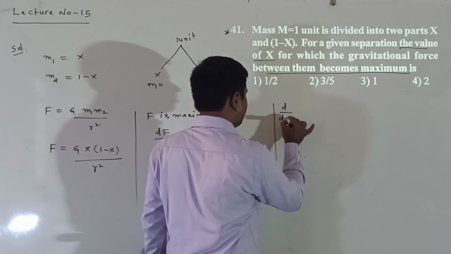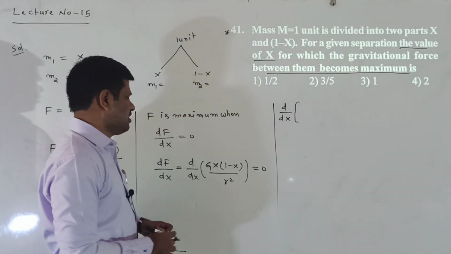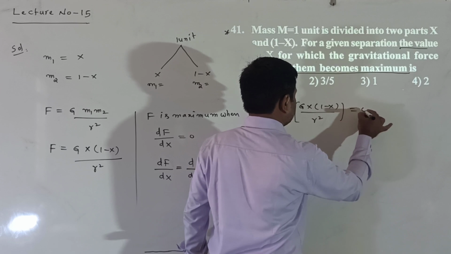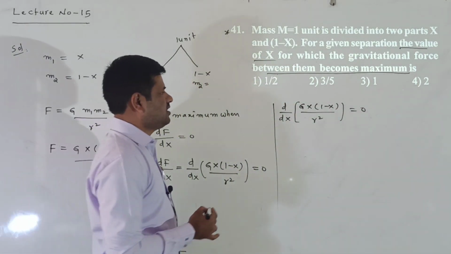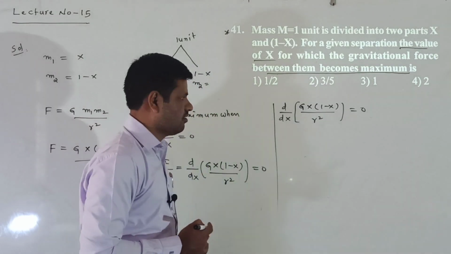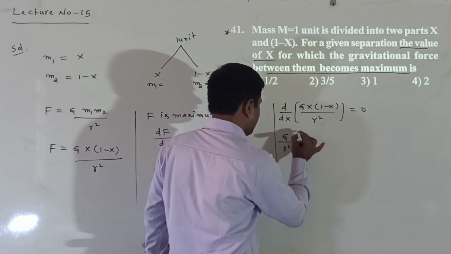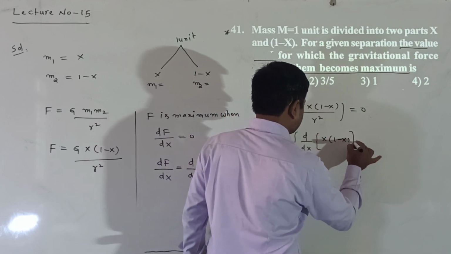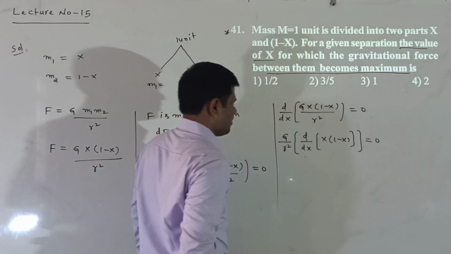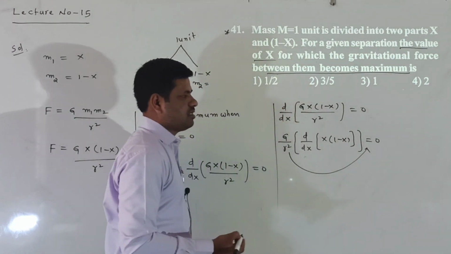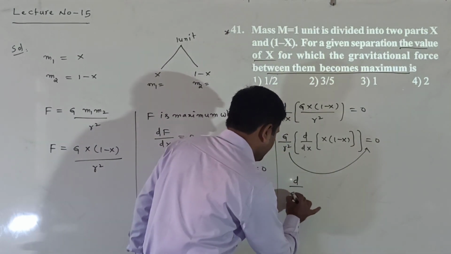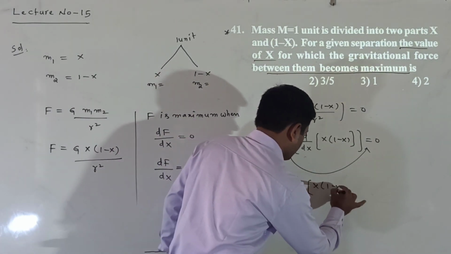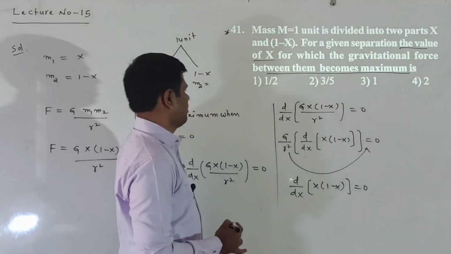Here d by dx of G into x into 1 minus x by r square is equal to 0. Here what are the constants? G is a universal constant, and r is the distance, constant. Take them outside, G by r square outside, and what remains is d by dx of x into 1 minus x equal to 0. That value becomes 0. Okay, clear.